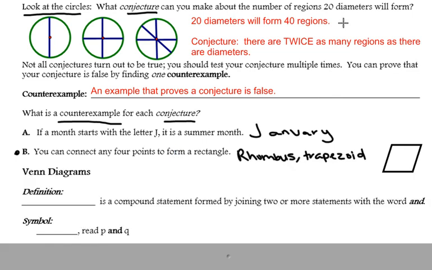For the next example, B, you could have drawn a picture of something that was 4 points but not a rectangle, or you could have just written the word rhombus or trapezoid. Those are examples of 4 points connected, 1, 2, 3, 4, that do not form a rectangle.